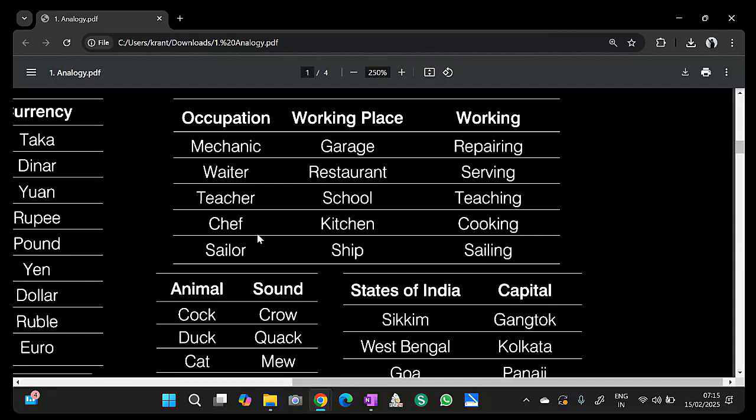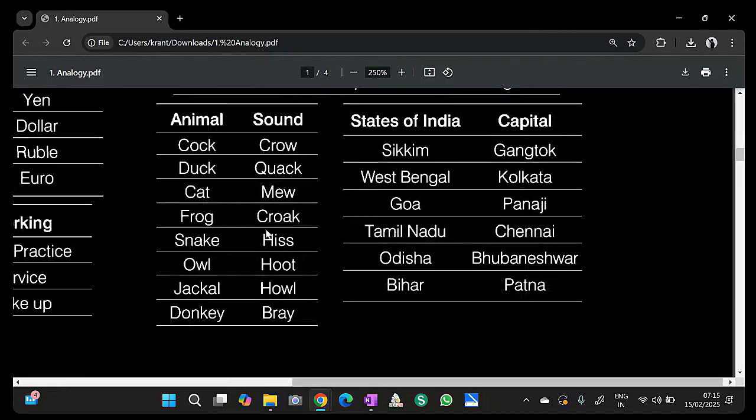Now, there are some other important things: animals and sounds, and also animals and baby names, you should remember. Cock, the sound is crow. Duck sound is called quack. Cat, meow. Frog, croak. Snake, hiss. Owl, hoot. Jackal, howl. Donkey, bray.